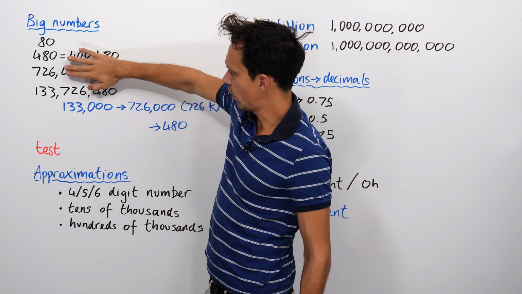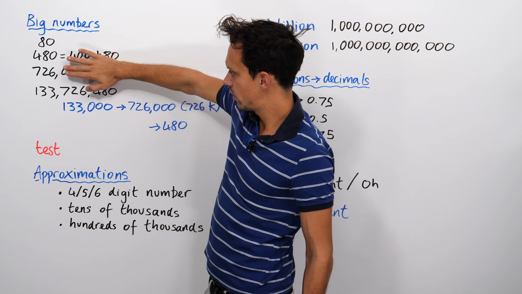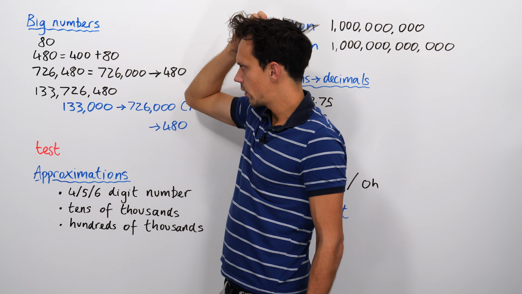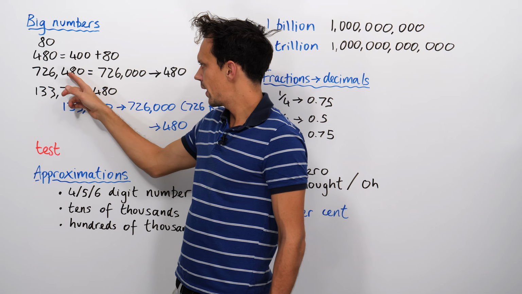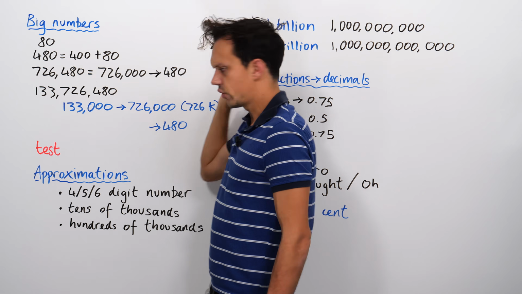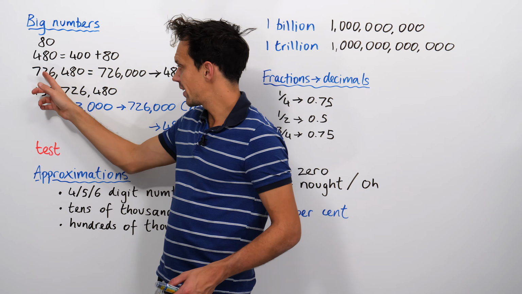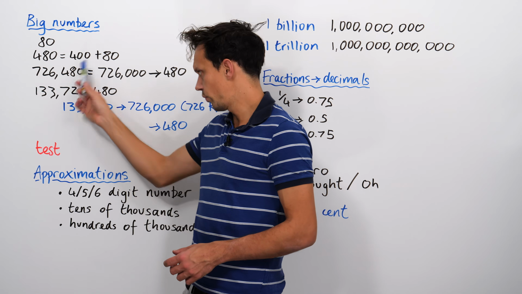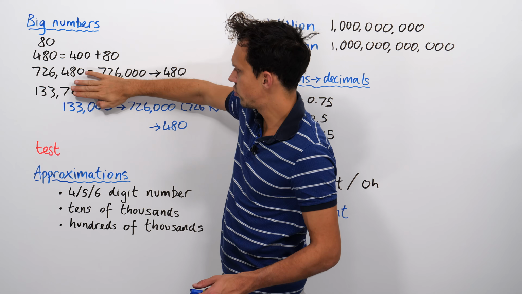So 726,480. So we don't have another "and" here. 726,000 and then straight in 480. Yeah, so the "and" is here. 726,480. Here, again, imagine these are just noughts.